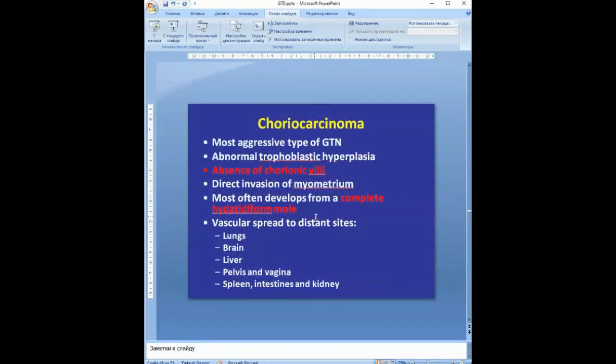Choriocarcinoma. It is the most aggressive type of GTN, characterized by abnormal trophoblastic hyperplasia and absence of chorionic villi. It's very important that choriocarcinoma has direct invasion of myometrium. Most often develops from a complete hydatidiform mole. Vascular spread to distant sites, mostly to lungs, brain, liver, pelvis, and the vagina, spleen, intestines, and kidney.